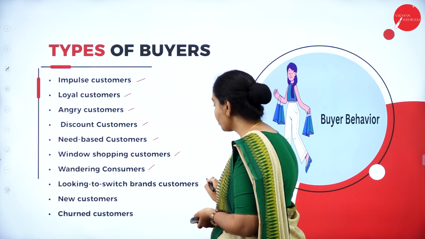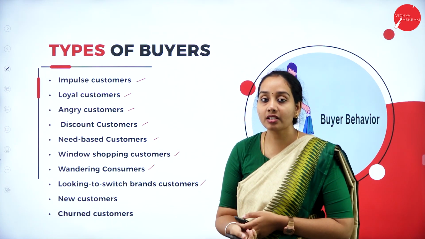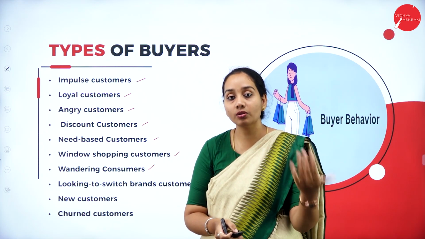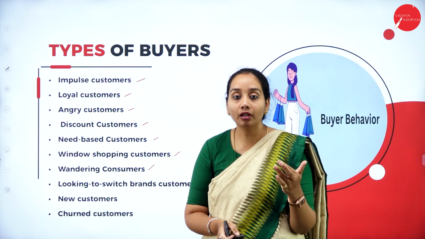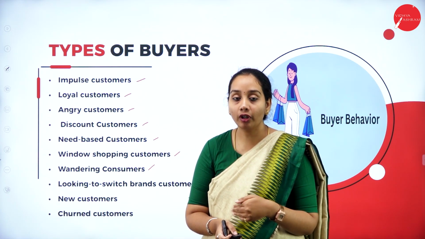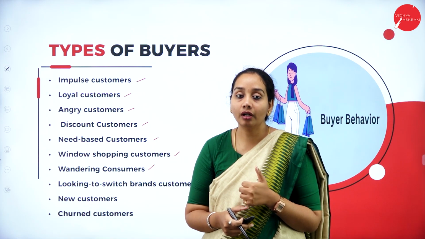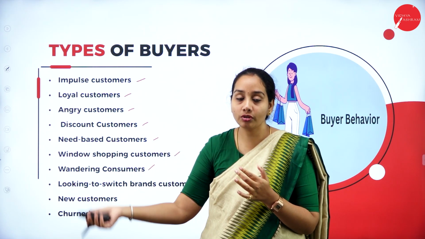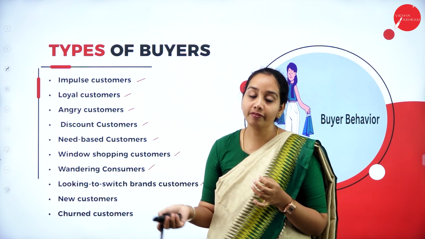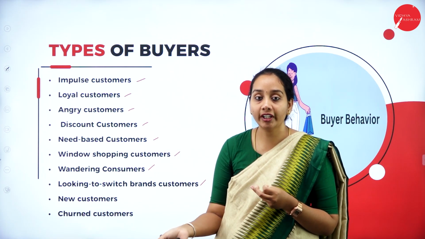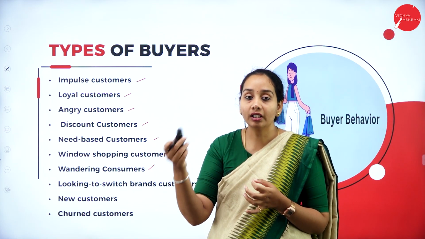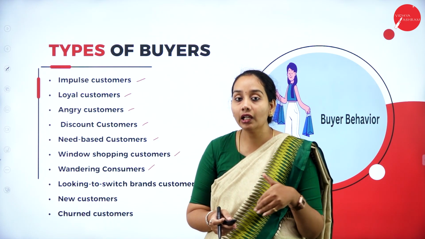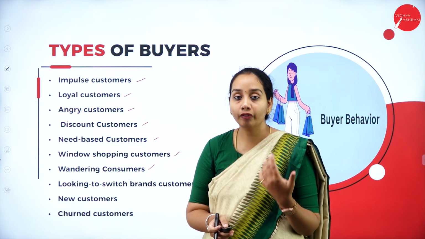Next is about looking-to-switch-brand customers. These customers are called churning customers as well. Churning customers are those kinds of customers who keep switching their products over a period of time. Like say for example, you have used one kind of shampoo. After 6 to 7 months, you switch to another shampoo and try it. These kinds of people are the early innovators, we can say. They are the persons who will be early adopters of technology or innovative products that are available, and they will constantly keep experimenting with different kinds of products.